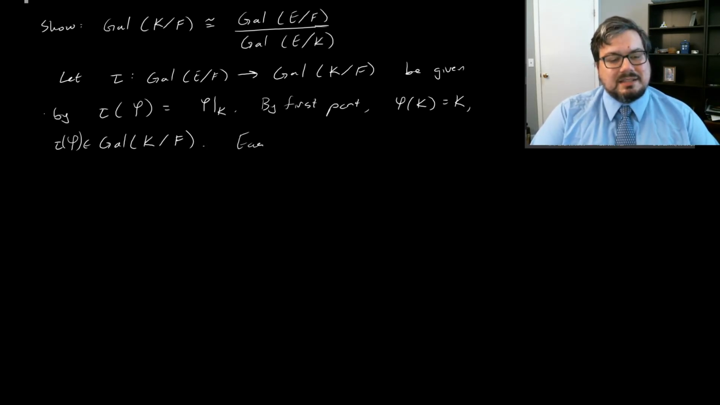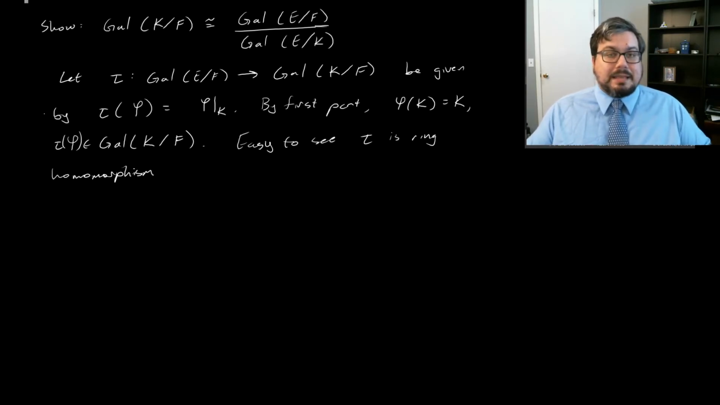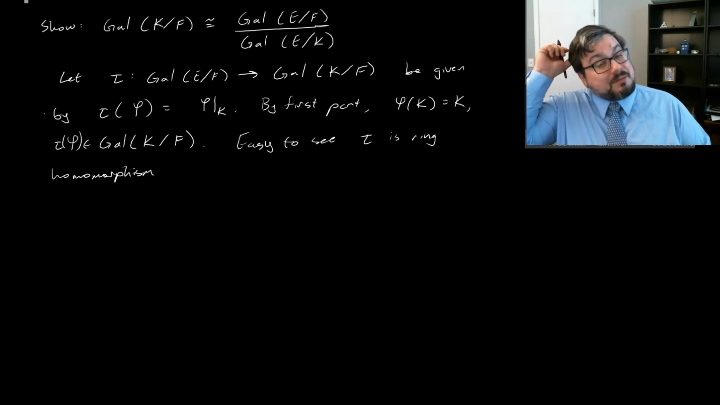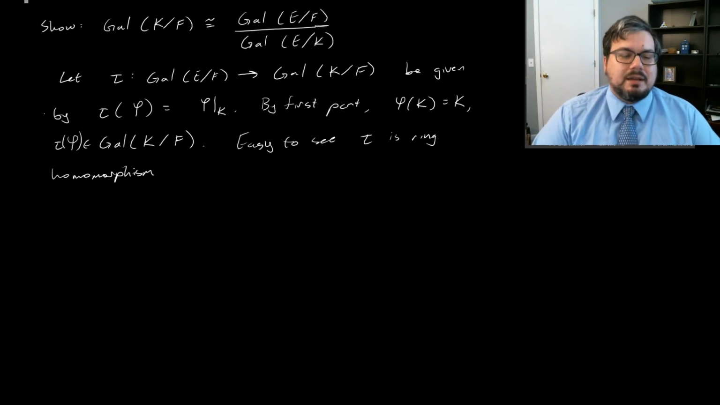Now, it's easy to see that tau is a ring homomorphism. Restriction of functions, you're not really doing much. You're sort of just narrowing your gaze, and so nothing can really go wrong. The restriction of a composition is the composition of the restrictions. Sorry, not a ring homomorphism. Sorry, group homomorphism, of course.